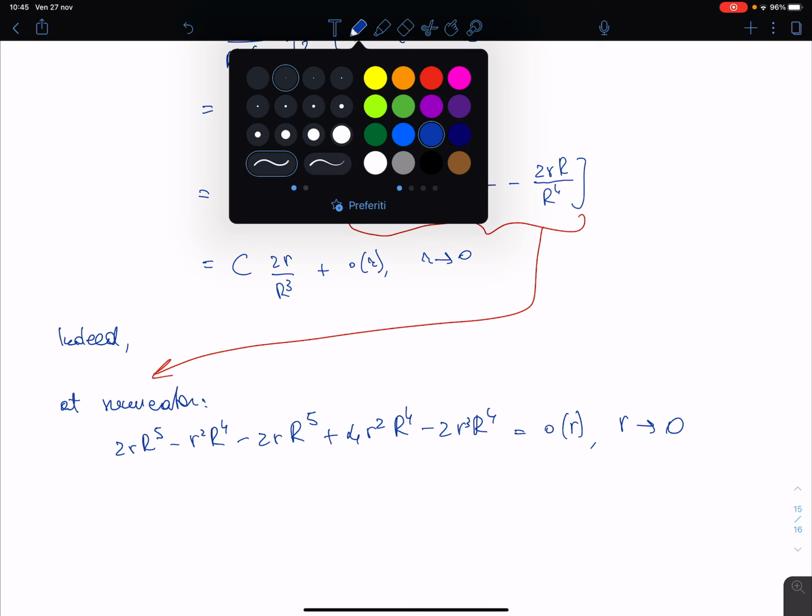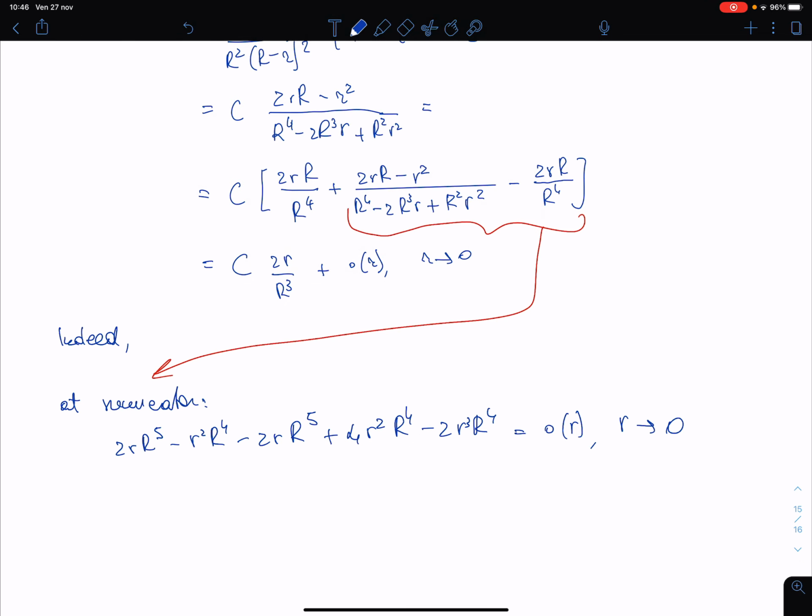Why little-o of R? Because these two cancel, and all the rest shows a power which is at least 2 in R. So it is little-o of R. And so this is the important result of this computation.